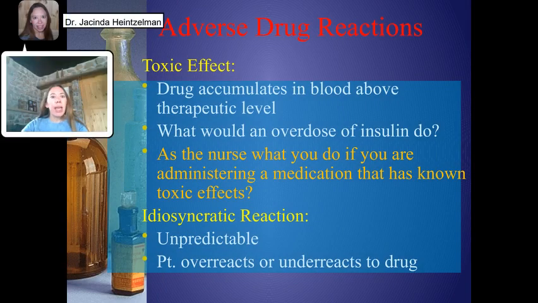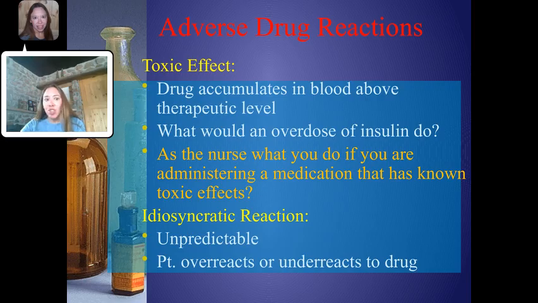When administering medications, we also have to think about adverse drug reactions. There is a potential that patients could end up with what's called a toxic effect, and this is where the medication accumulates in the blood at a level that is above therapeutic level. Why would this happen? Well, it could be that the dose is incorrect and it's too high. It could be that the frequency is incorrect and we are giving it too often, where the previous dose hasn't had enough time to clear out of the system.